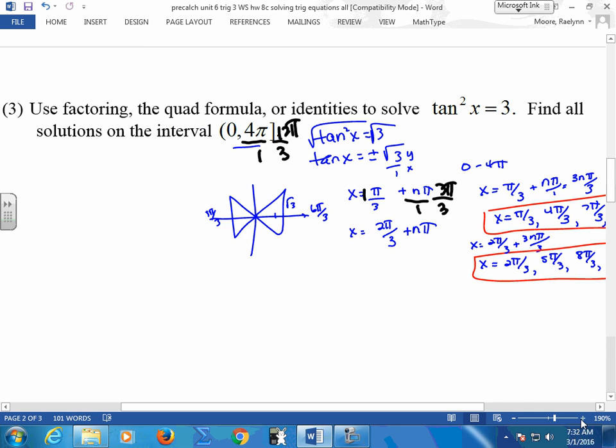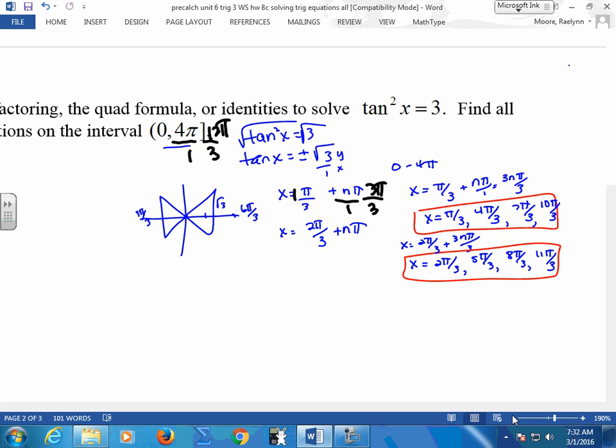We just keep adding. We convert this to thirds, so we keep adding 3. So 1, add 3, 7, add 3, 10, 2, add 3, 5, add 3, 8, add 3, 11. And it should make sense. If you have 4 angles in 2 pi, you should have 8 angles in 4 pi, because you did the plus or minus.